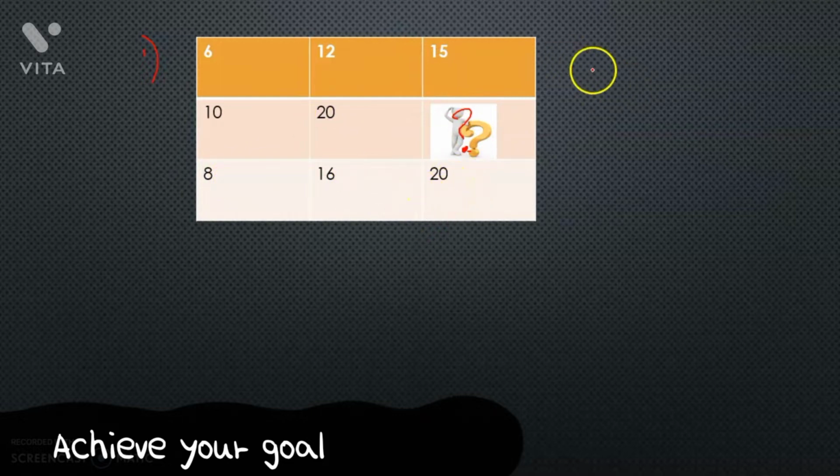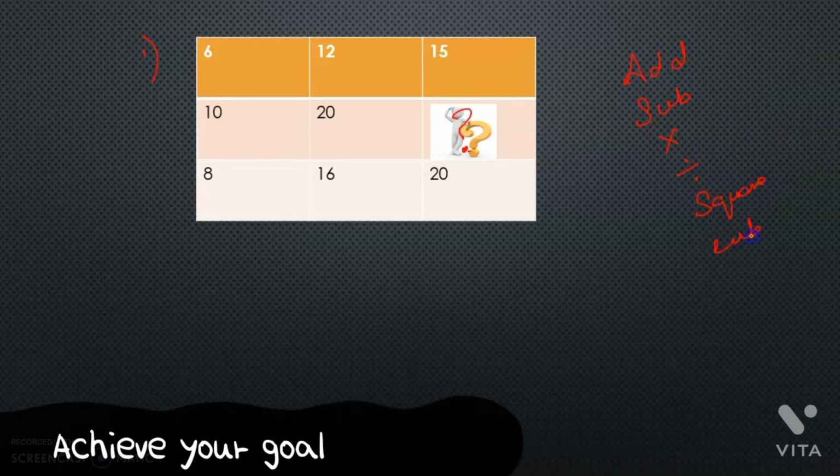Actually we have to be aware that we may have to use addition, subtraction, multiplication, division, square numbers or cube numbers. So we have to think about what necessary step we have to take in order to find the hidden value. Here you just see the first column 6, 10, 8 and the second column 12, 20, 16, and the third 15, dash, 20. So let us consider the first column.